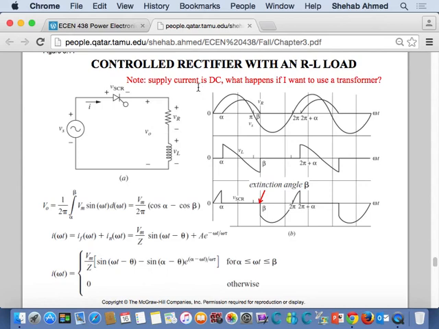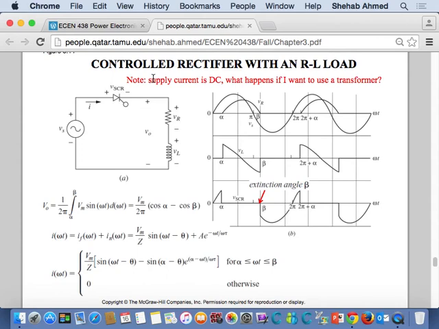What happens if I want to use a transformer? Yeah, so if you try to flip the polarity here, what's going to happen? You try to make the average value go negative. You're going to try to flip current in the opposite direction, and the SCR will stop conducting it. So you cannot flip the direction of current, but you can have a negative value for voltage. Will it have an average negative value? I don't know. We need to calculate the average value of current.